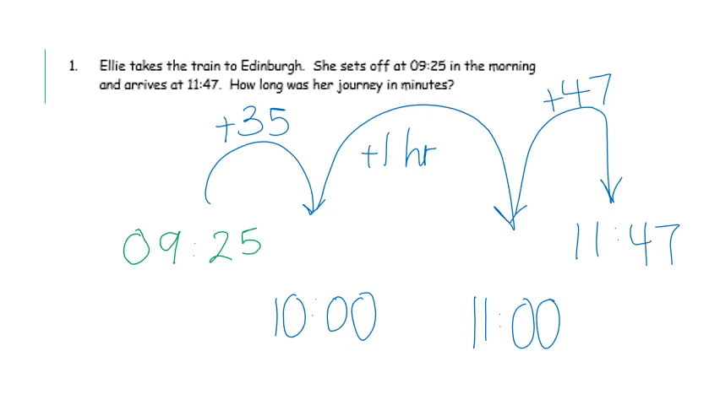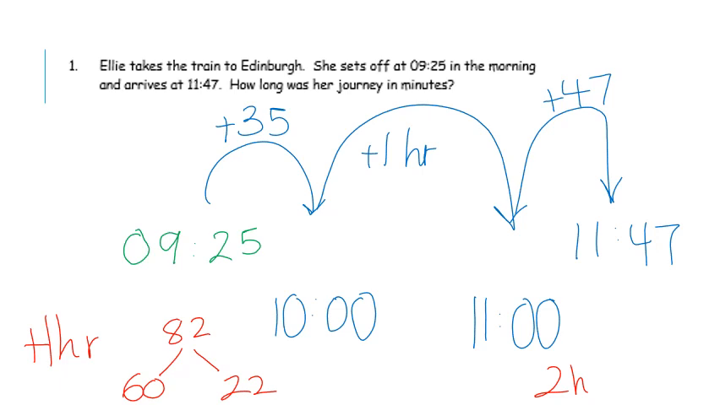So then you've got plus 35 and plus 47. Now, what we're going to do is just be really careful when we're adding them together to make sure we only go up to 60 and then we start the new hour. So you have effectively added on 1 hour and 35 and 47, which is 82. So 82 I can split into 60 and 22. So therefore I've got 2 hours. Okay, so my answer will be 2 hours and 22 minutes.